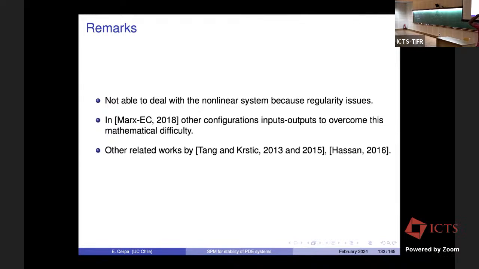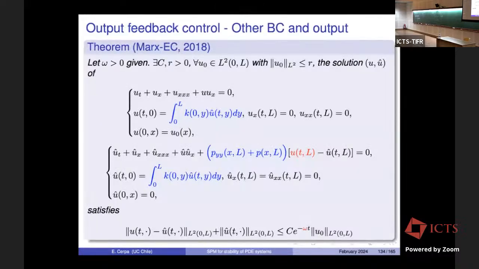Of course, there are other results. I'm very out of time, but here, in fact, with other boundary conditions, we were able to do the same, again with some colleagues from France. But here the output and the boundary conditions are different. We have the Dirichlet boundary condition on the left, where the control is acting, but on the right we change the boundary conditions. Instead of putting U and UX, we put UX and UXX.